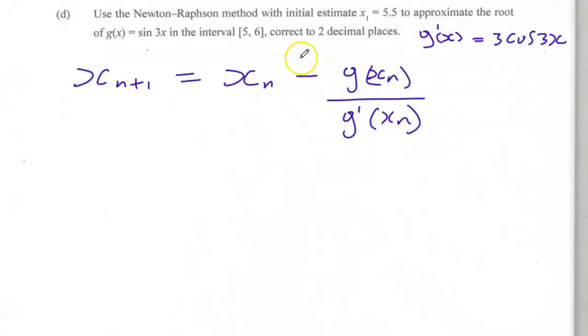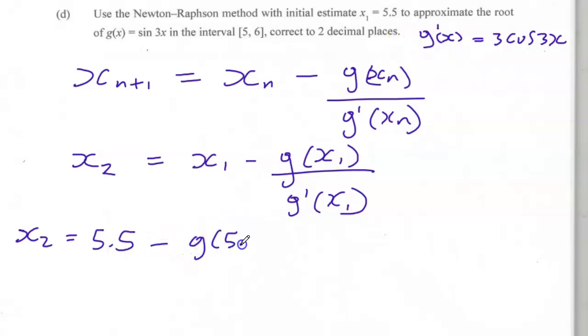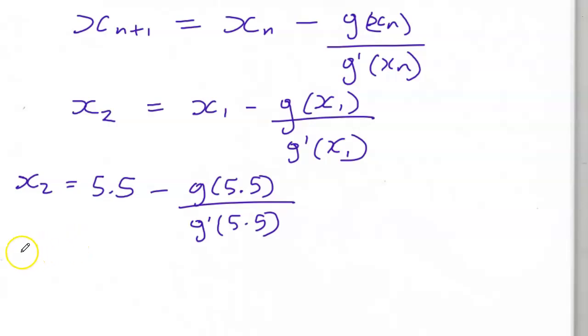Good. So we have x subscript 1 already, 5.5. So we need x subscript 2. x subscript 2 will be based on this formula. It will be x subscript 1 minus g of x subscript 1 over g prime of x subscript 1. So x subscript 2 will be 5.5 minus g of 5.5 upon g prime of 5.5.